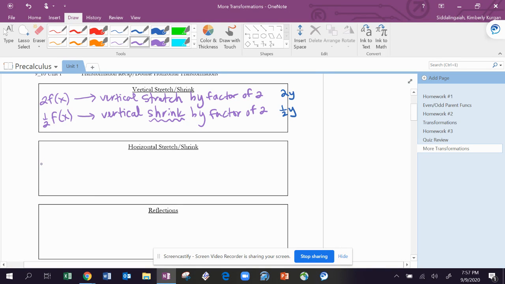So horizontal stretch is going to look like this. Notice it's a 1/2 on the inside. So just like when we shifted left or right, the plus sign meant it was going left and the minus sign meant it was going right, which was opposite our intuition. Same thing here. This is opposite our intuition, but this is going to be a horizontal stretch by a factor of 2.